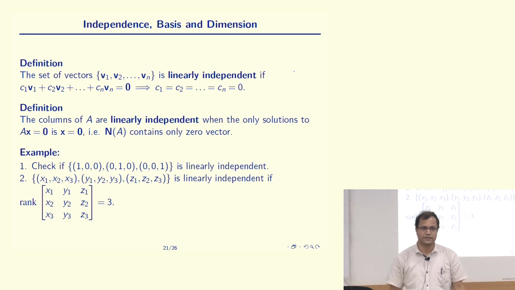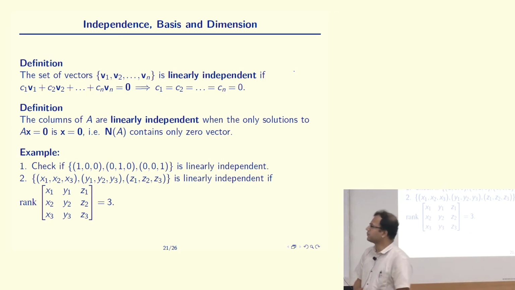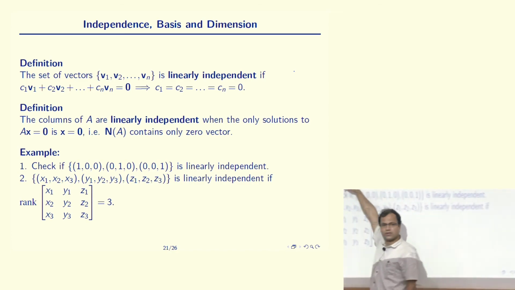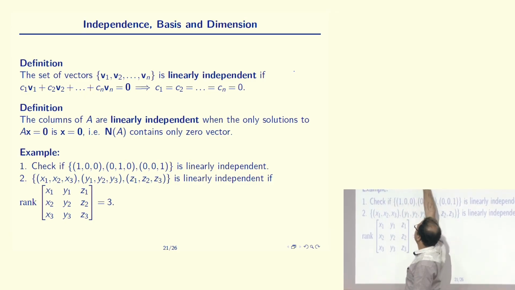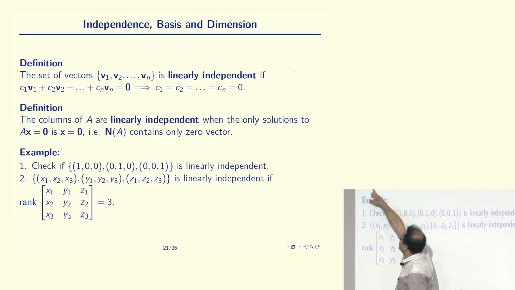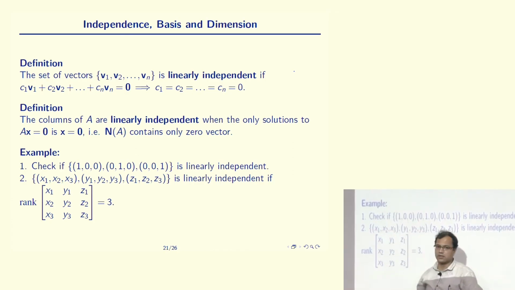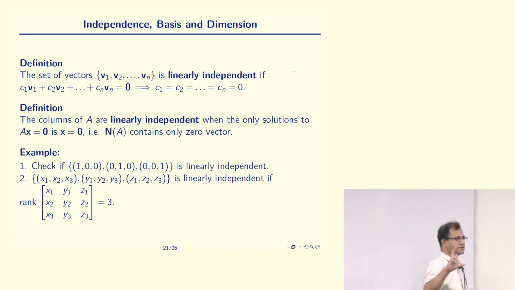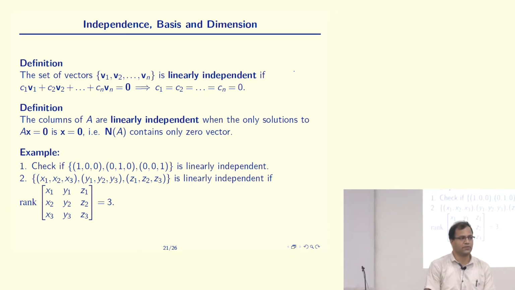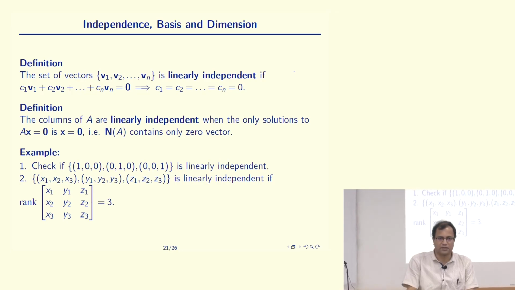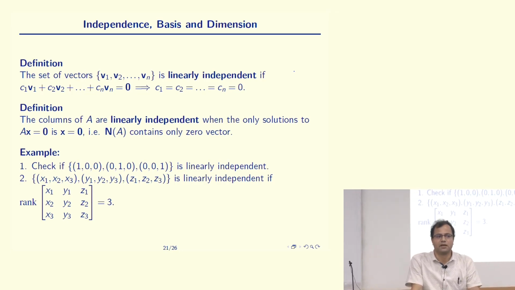The column vectors of the matrix A are linearly independent when the system Ax equal to 0, which is your homogeneous system, has the solution x equal to 0 only. In other words, the null space of the matrix A is just the zero vector. So the only element in the null space is the zero vector. Then we say that the set of column vectors is linearly independent.